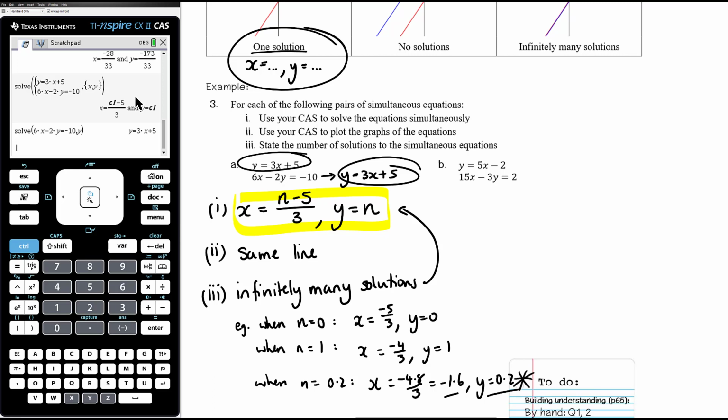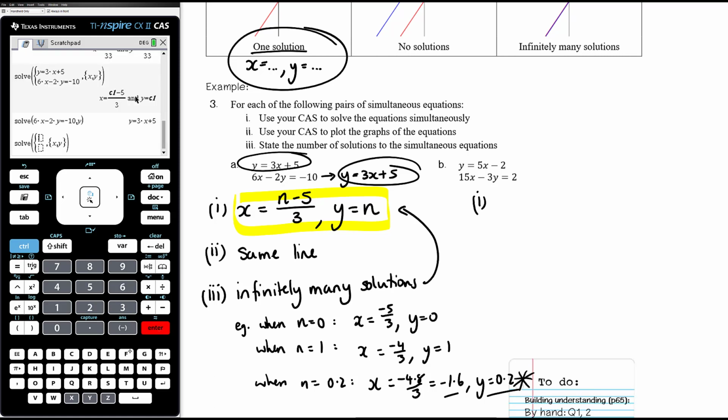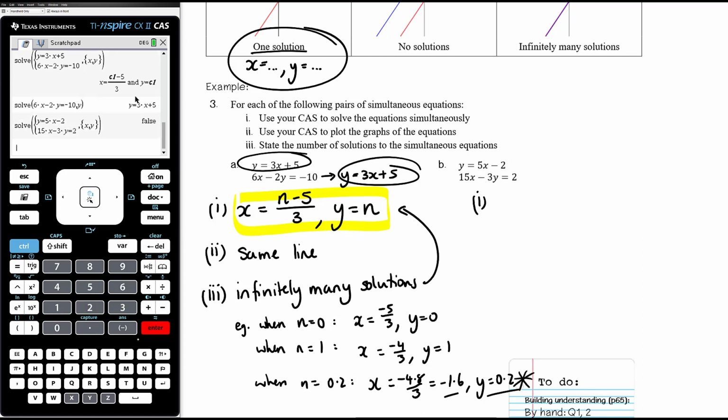Okay, for part B, let's do part 1, which is to use our CAS to solve the equation simultaneously. So menu 371. Okay, two equations in x and y. My first equation is y equals 5x minus 2. Tab down to the next box. My second equation is 15x minus 3y equals 2. Okay, and my CAS tells me that that is false.